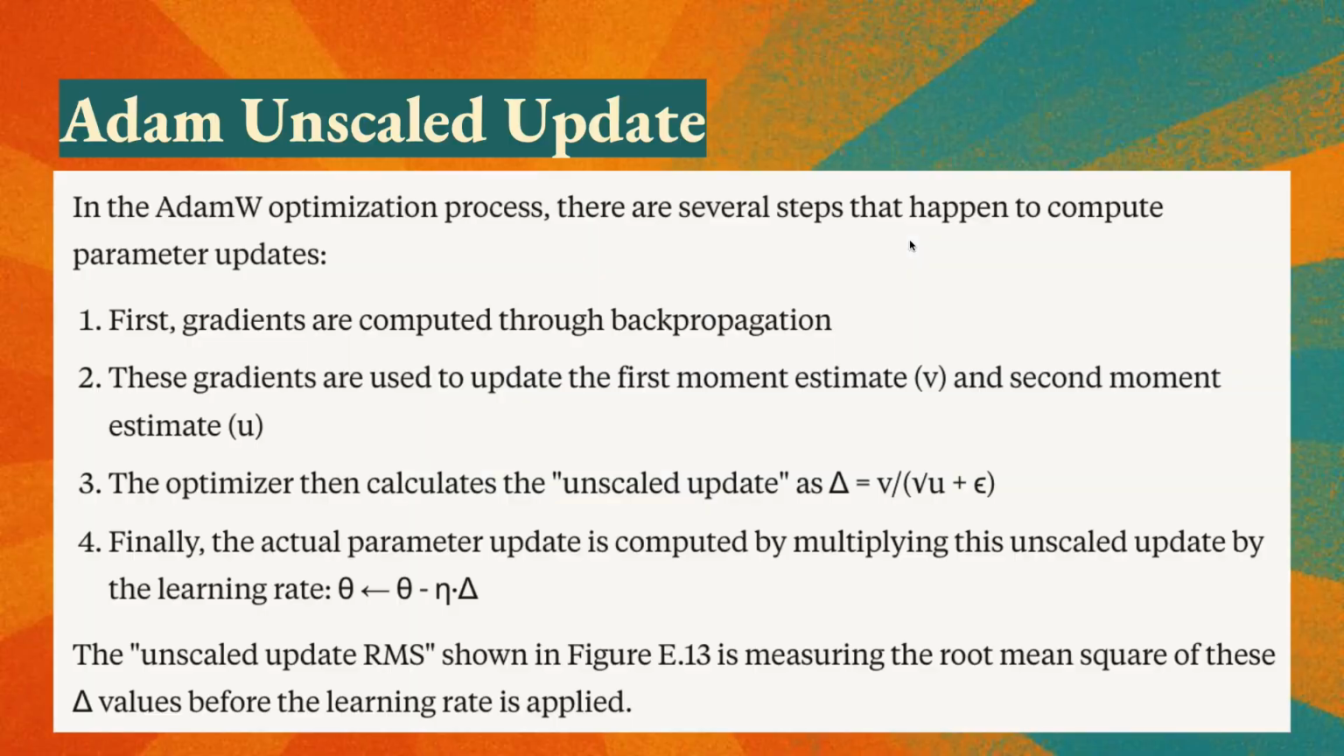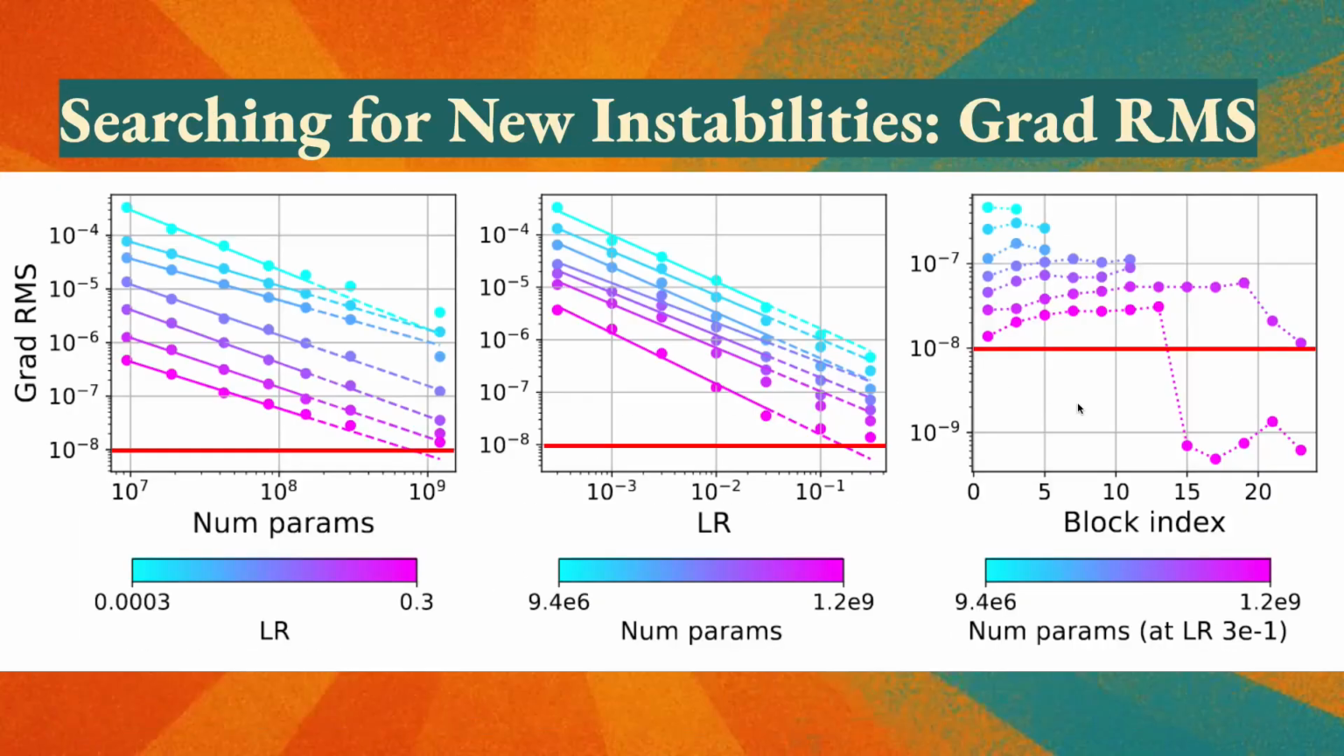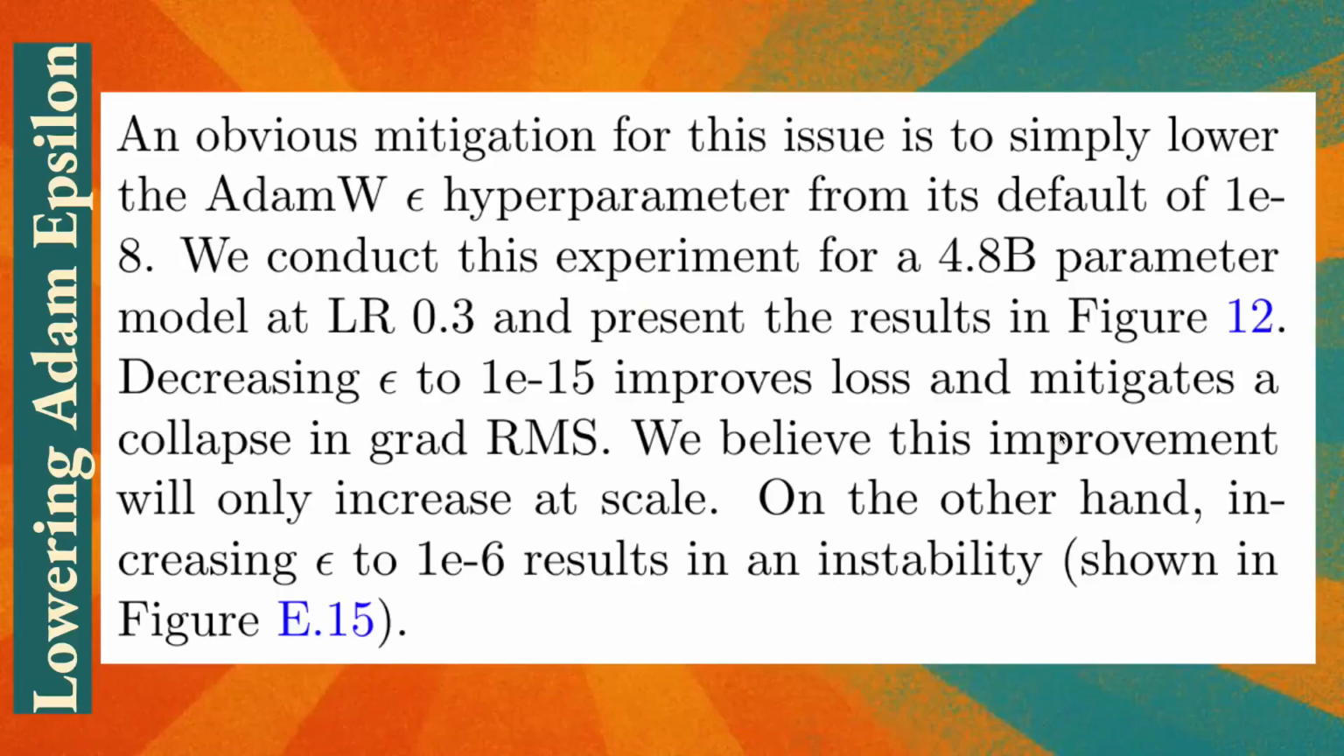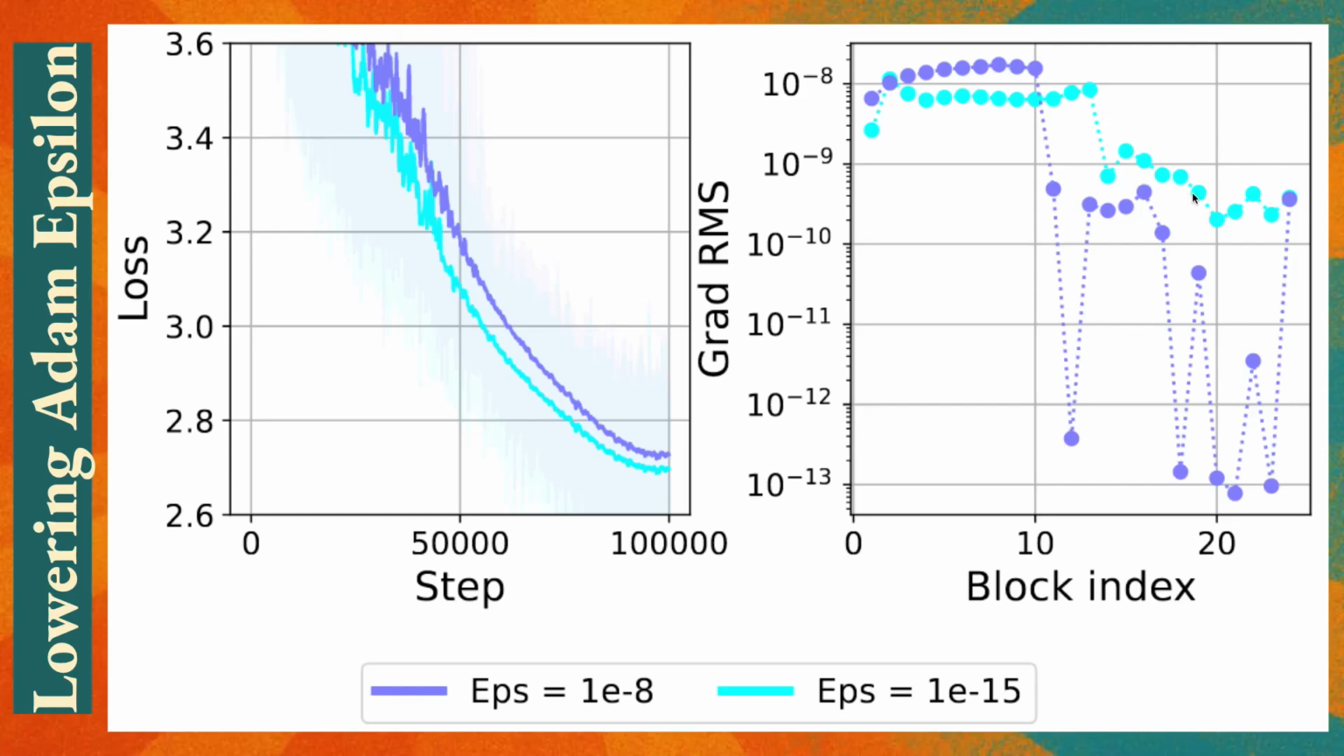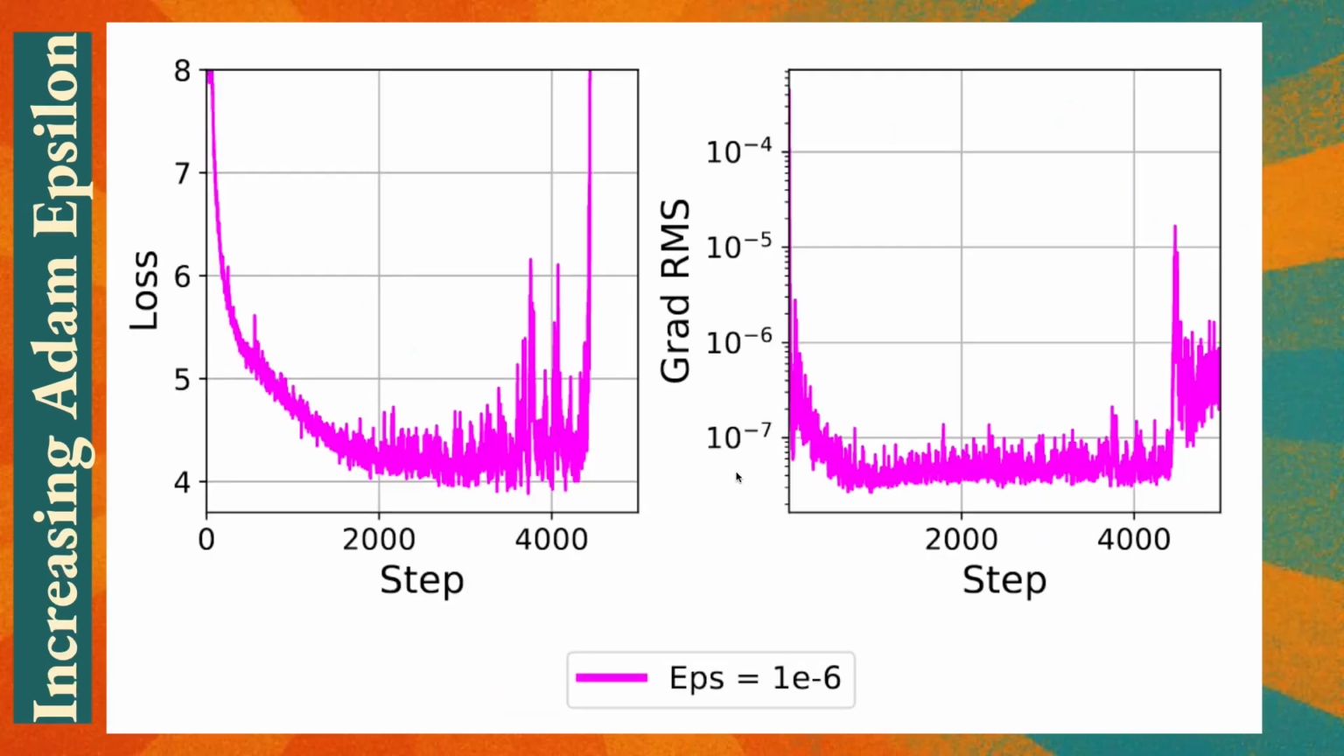And if we go back to this chart here, we can see that for larger models, the gradient RMS was collapsing as we went down throughout the block index. And if we go down here again, we have some more stability because now our epsilon value is 10 to the negative 15. So our gradient RMS can decrease 5 or 7 orders of magnitude more before it reaches that floor.